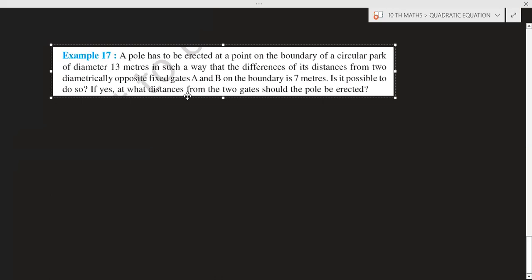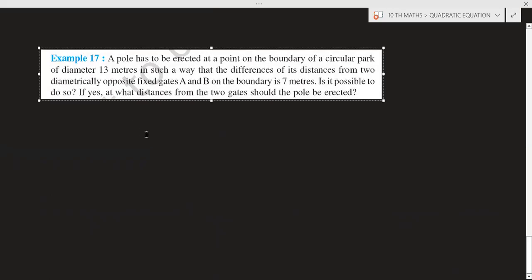Okay. See what they are saying. They are saying a pole has to be erected at a point on the boundary of a circular park of diameter 13 meters in such a way that the difference of its distances from two diametrically opposite gates A and B on the boundary is 7 meters. Is it possible to do so?